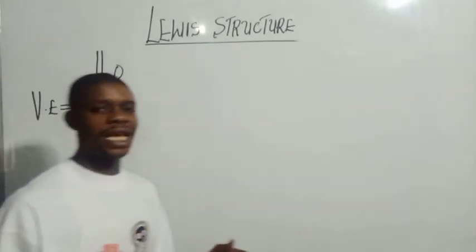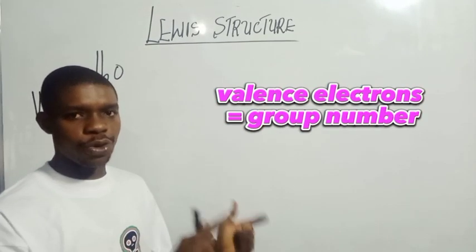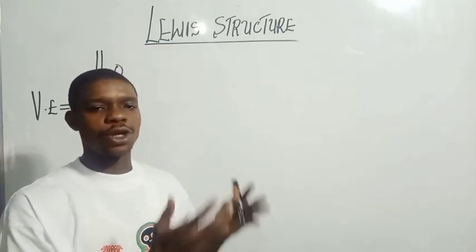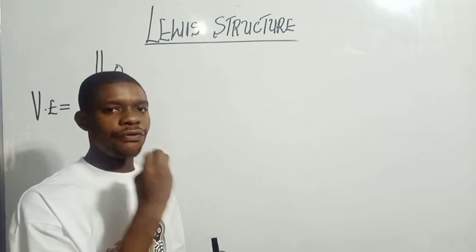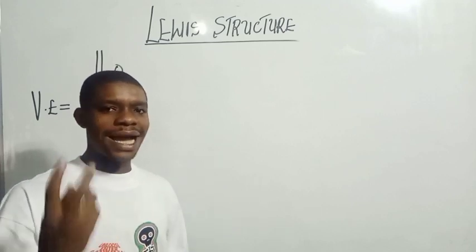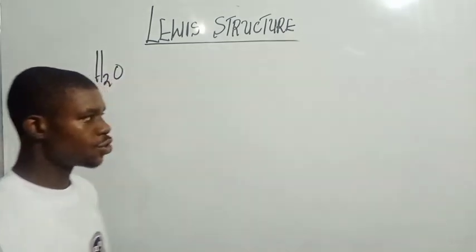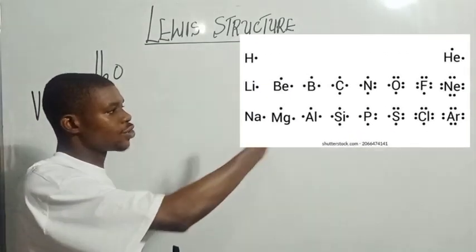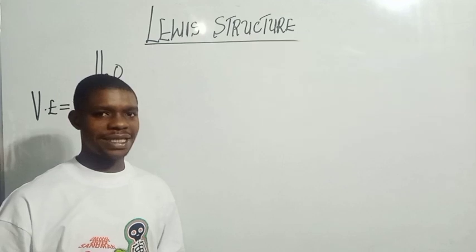The valence electrons of any element are its group number. So once you know the group number of any element, that automatically is the number of valence electrons, or the outermost electrons. You can see it displayed on the screen here: each element in the various groups has its own valence electrons.